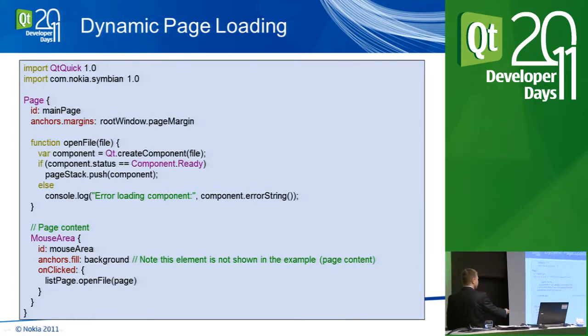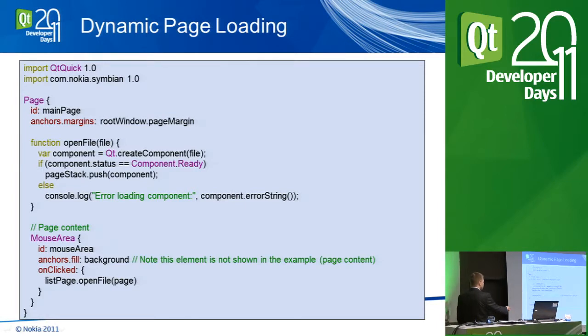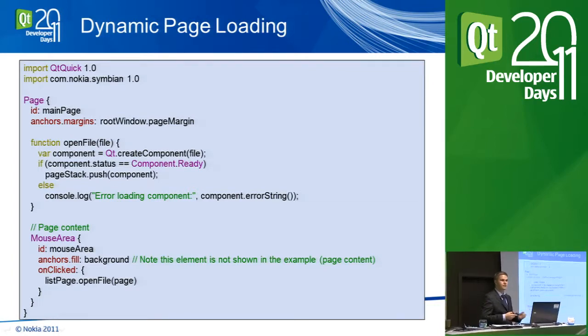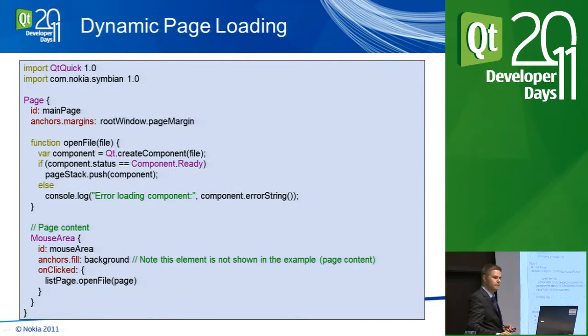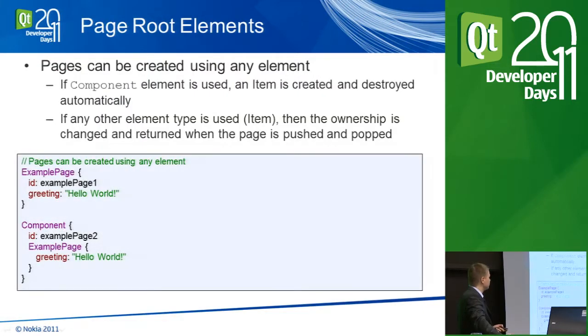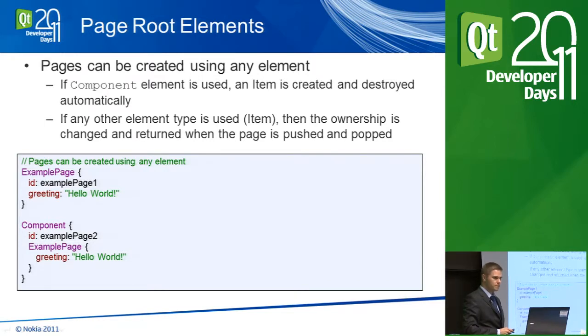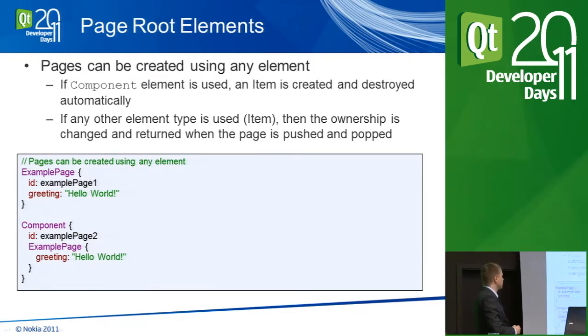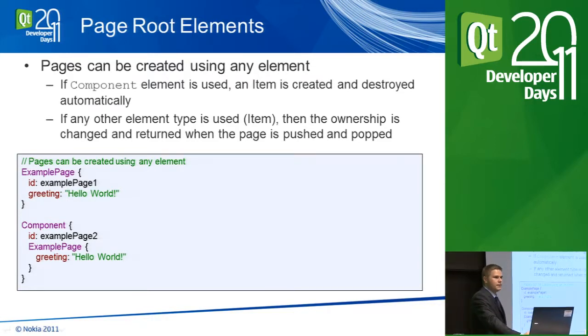And we can easily execute that function by reacting to mouse area. So we have a dynamic UI that loads new pages when the user clicks on the mouse area. Okay, so we are able to use different elements.